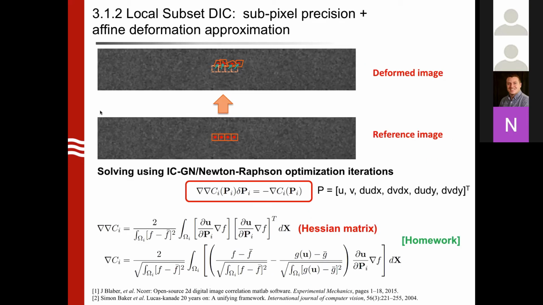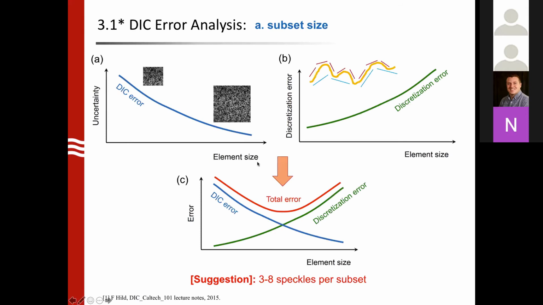You cut the whole image domain into many local subsets and you solve each one independently. You can see there are many optional parameters you need to choose, right? Like how big your subset is, how dense the spatial distribution is, and whether you choose affine or rigid body or maybe higher order quadratic deformation. So all this depends on the DIC error analysis. For example, DIC errors come from two parts. The first is each local subset.